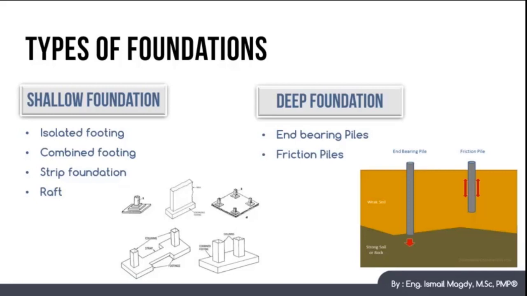First one is end-bearing piles, and in this type of piles, we rely only on the resistance coming from the end part of the pile. And the second type is friction piles, and in this type, we rely also on the friction between the pile and the soil.